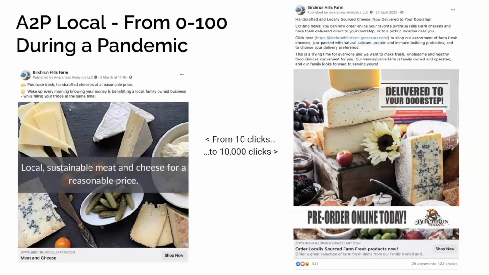At the simplest level, we took their existing content and we geofenced farmers markets so that when people were turning up to the farmers markets, they knew that the farm was going to be there. But then we also helped them build out a landing page which allowed them to deliver cheese to people's doorsteps. They went, as I said here, from 10 clicks on their social media accounts before the pandemic to over 10,000 clicks in the last couple of months. And we've actually helped them replace a lot of the revenue they lost from the restaurants.